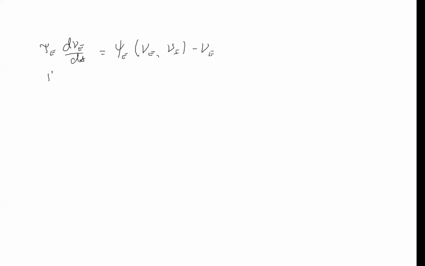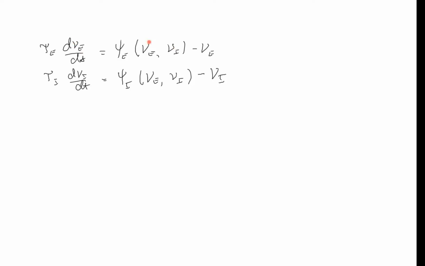And then tau dν_I/dt equals ψ_I of ν_E, ν_I. Okay. Now, ψ_E and ψ_I, these gain functions just tell us the equilibrium value of the firing rates, of the excitatory firing rates given excitatory firing rates. But if they're out of equilibrium, there's dynamics.